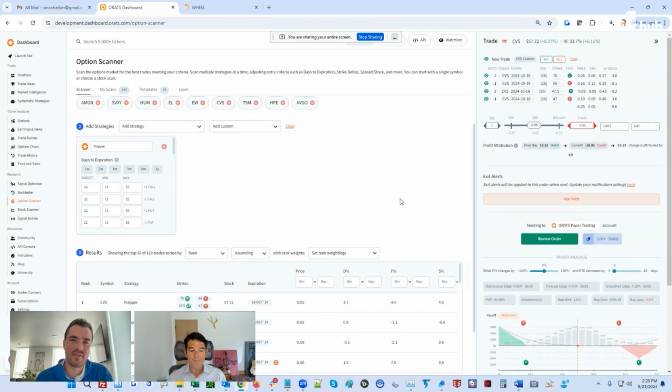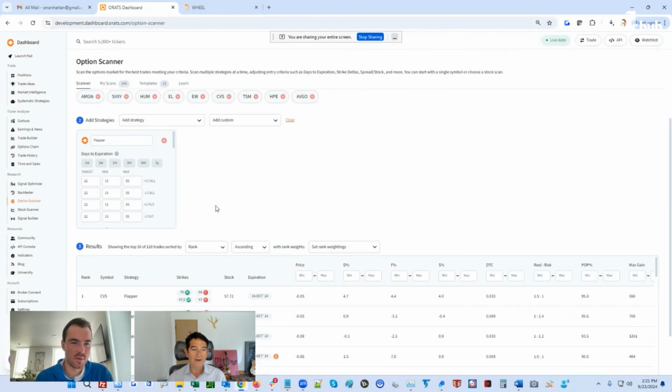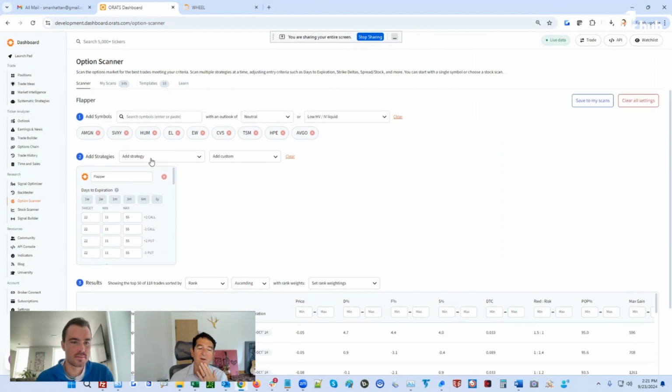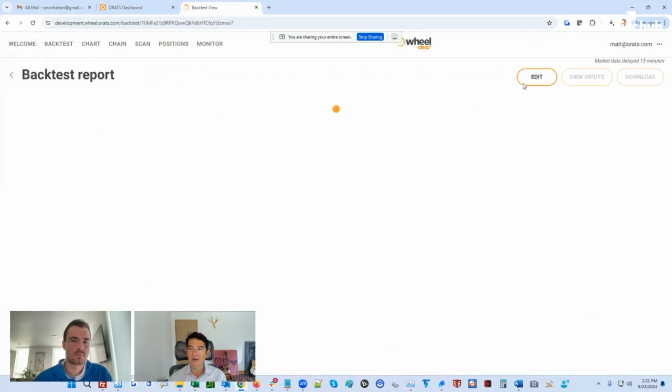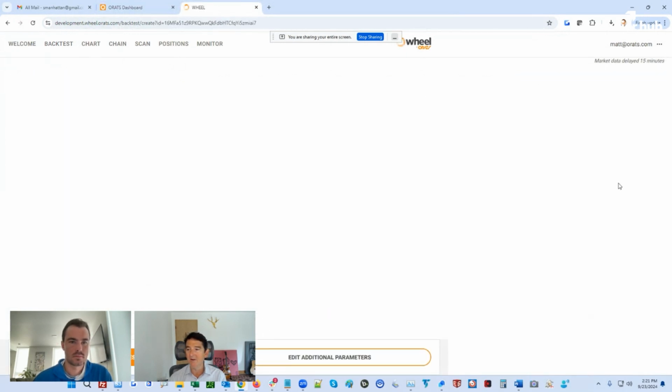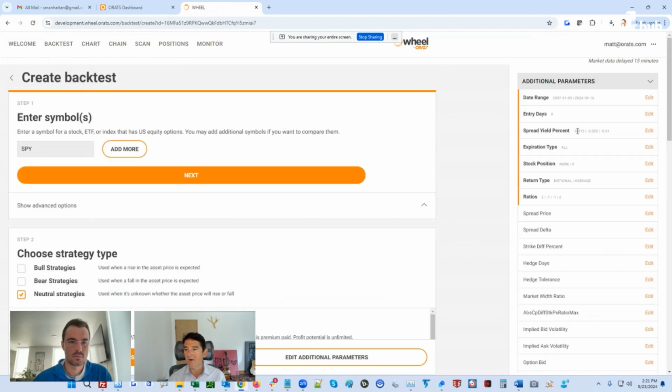So you set this up via a custom option scan, right? So this isn't a typical strategy that you see everywhere. So this is a flapper. So ORATS has a couple cool things for those people that want to have some different types of trades. So you could set up different ratios and different calls and puts, and so you add a custom strategy there. I should also say that this iron condor really isn't an iron condor. This is the backtest of the flapper.